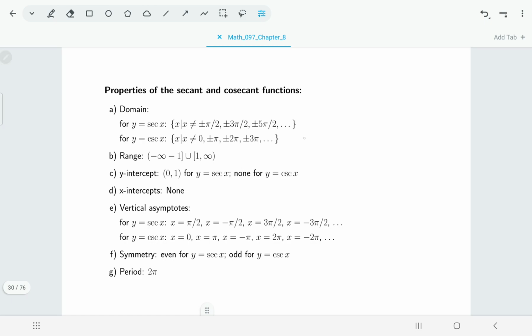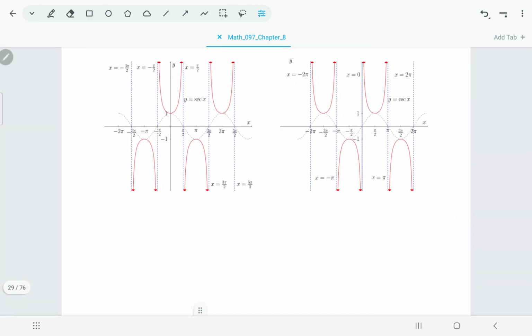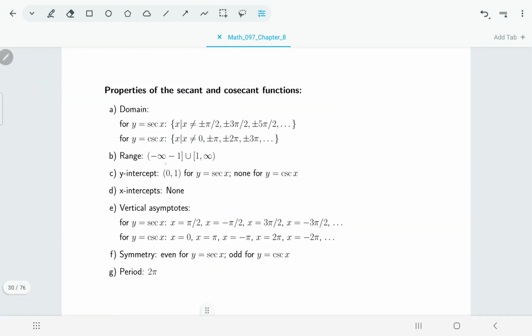The domain is basically all of those things except for the asymptotes. So excluding all the asymptotes for secant, excluding all the asymptotes for cosecant, the domain is everything else. As for the range, you might have noticed on the graph that for secant and cosecant, they're always either 1 and larger or negative 1 and smaller, that there's no secant that's between negative 1 and 1. And same thing for cosecant. There is no cosecant graph that has values between negative 1 and 1. The y values are either 1 and larger or negative 1 and smaller. So for both of those graphs, the range is everything up to and including negative 1 and everything from 1 and onwards.